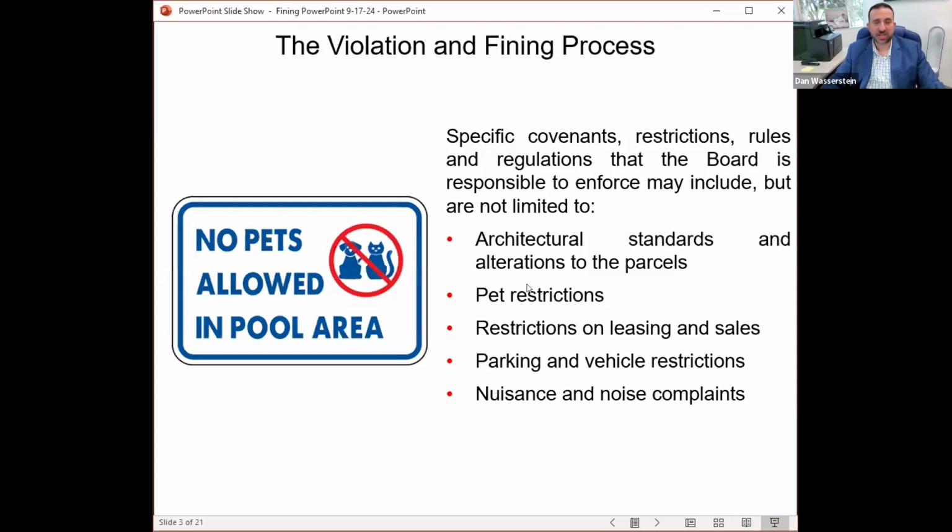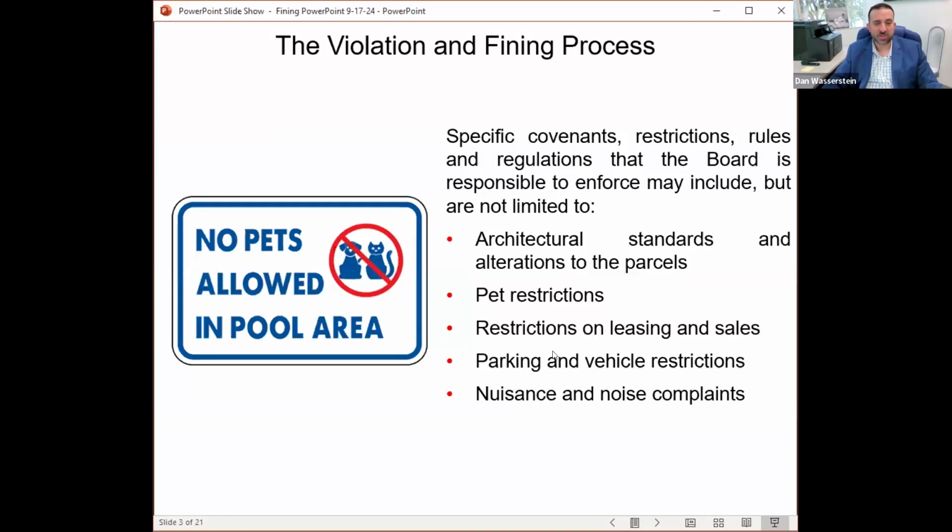Restrictions on leasing and sales, I think that's pretty self-explanatory when people are not following your guidelines and your restrictions on leasing. Again, you have violations there. Parking and vehicular restrictions. We have rules in communities. You can have certain types of vehicles. You can't have certain types of vehicles. You can't park on the street. You can only park this many in the driveway. The owners can't park in the guest parking. Those are just some examples of common parking and vehicular restrictions that we see that are enforceable, and that you would want to enforce either through the fining process, as we'll discuss here today, or other enforcement methods.